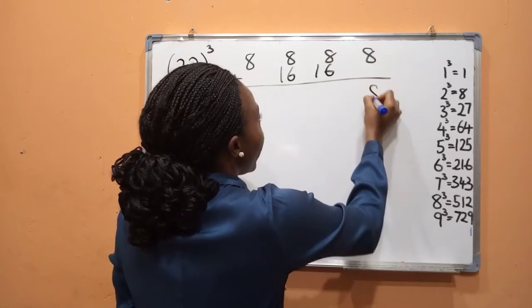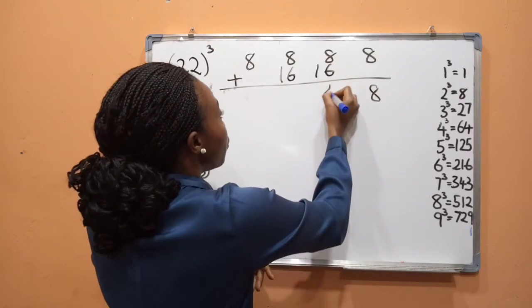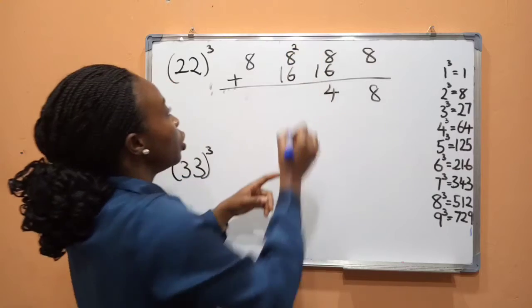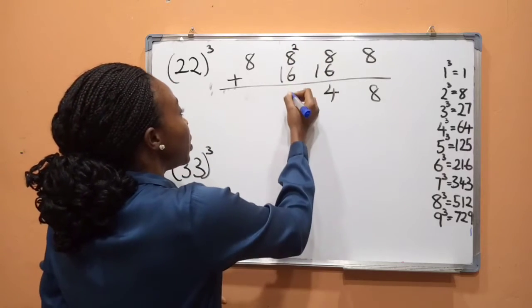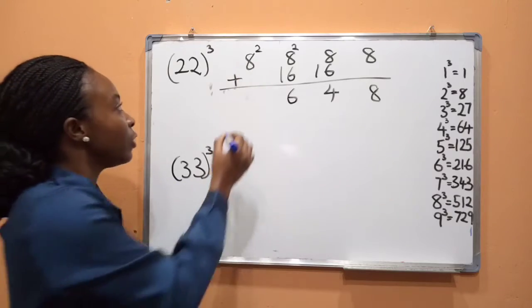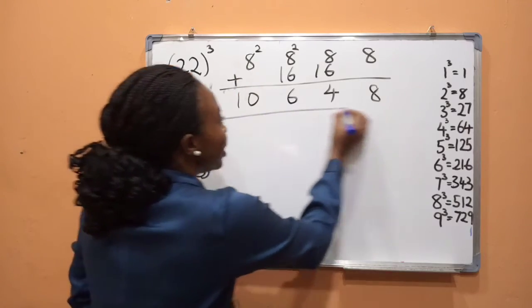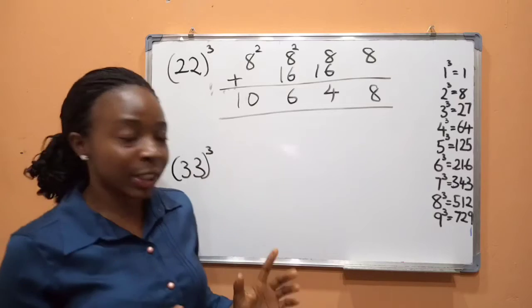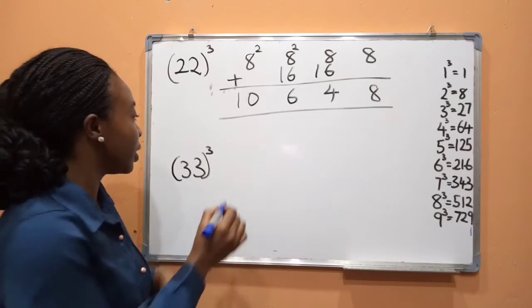So you're going to have 8. 8 plus 16, 24. You write 4 and carry 2. 24 plus 2 gives us 26. You write 6 and carry 2. Now, 2 plus 8 gives us 10. So that's how we get our answer. It's absolutely easy, guys. Now, let's look at the second example.